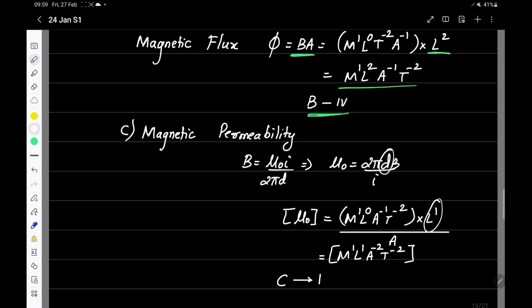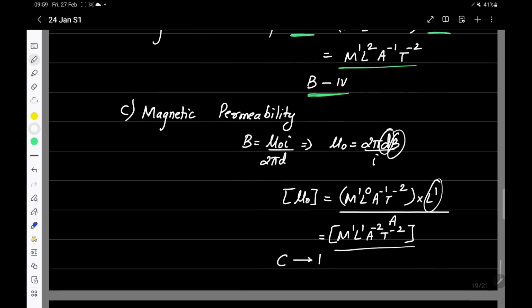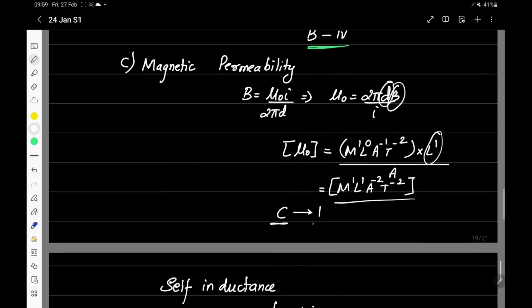D has dimension of L power 1. The magnetic field's dimension I just found in the first case, so I am just substituting that here: M power 1, L power 0, A power minus 1, T power minus 2, right? And in the denominator you have the dimensions of current, which is A power 1, and this will lead you to M power 1, L power 1, A power minus 2, T power minus 2. So C in list 1 matches with the first entry in list 2.